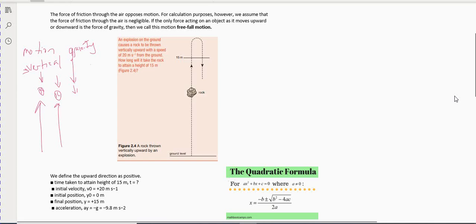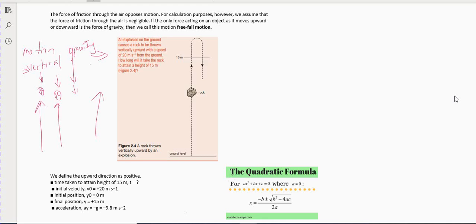Let's look at this problem here to get a better understanding of what is happening when we have a vertical motion taking place. And when we talk about vertical, I think we know by now that it means upwards. So it says an explosion on the ground causes a rock to be thrown vertically upwards with a speed of 20 meters per second from the ground. It says, how long will it take the rock to attain a height of 15 meters? And this is the diagram that we're working with.